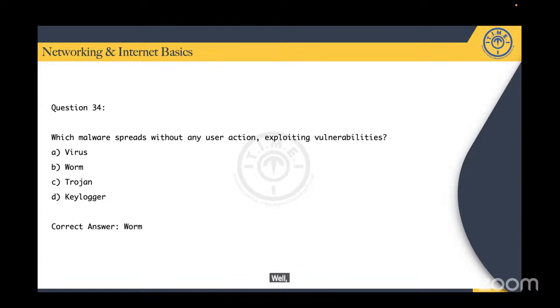Why are the other options wrong? Virus requires a file action, so we need to access or execute the file. In simple terms, it requires file execution. Trojan needs the user to install it because it disguises itself as software. Keylogger records keystrokes, does not self-spread. So the self-spreading malware is worm. Very dangerous.